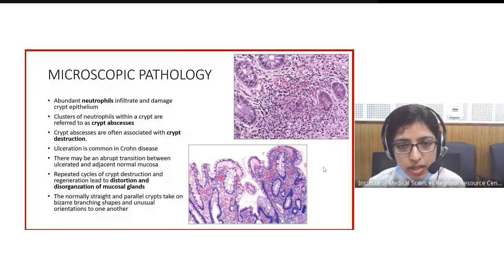Okay, so there are a lot of inflammatory cells in the mucosa. There are abundant neutrophils, and these inflammatory cells even start infiltrating into the epithelium and destroying the epithelium. If you see carefully, this is a crypt which is being destroyed by all these inflammatory cells. When these cells infiltrate in between the epithelial cells, it is called cryptitis.